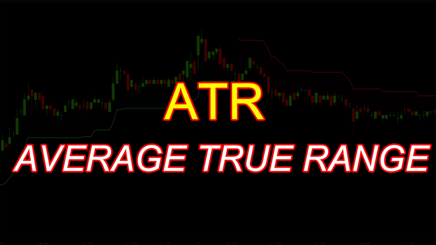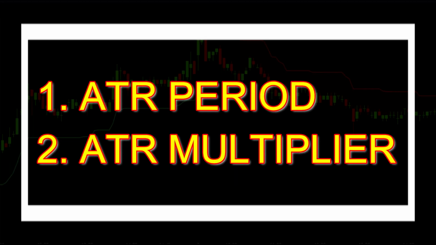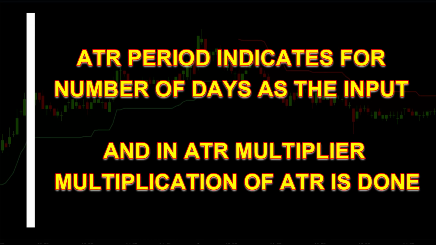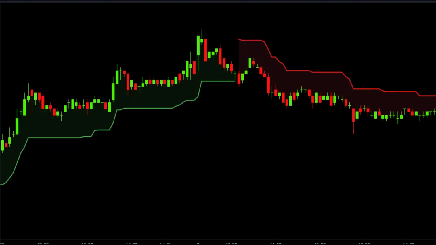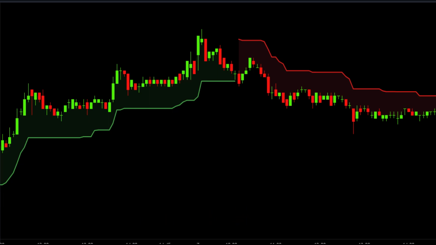Supertrend is calculated through ATR. The full form of ATR is average true range. There are mainly two parameters of ATR. First is ATR period, and second is ATR multiplier. ATR period indicates the number of days as the input, and in ATR multiplier, multiplication of ATR is done. The default setting for the ATR period is 10, and for the ATR multiplier is 3x. It is a common setting used by most traders, but some traders keep different settings according to their requirements.